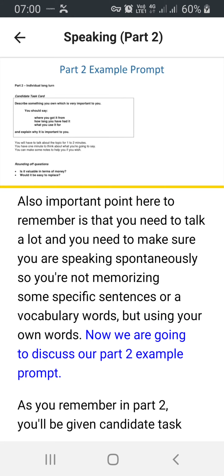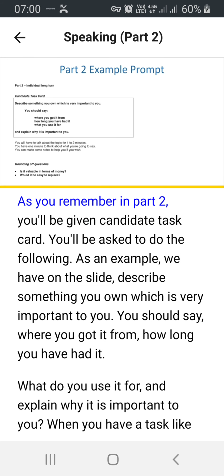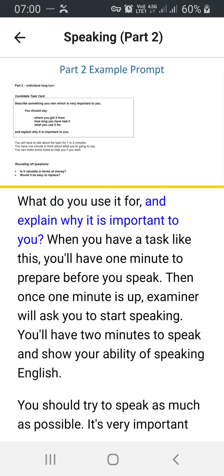And now we are going to discuss our Part 2 example prompt. As you remember, in Part 2 you'll be given a candidate task card. You'll be asked to do the following, as in the example we have on the slide. Describe something you own which is very important to you. You should say where you got it from, how long you have had it, what you use it for, and explain why it is important to you.